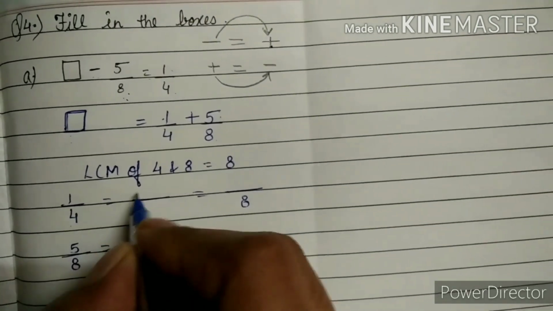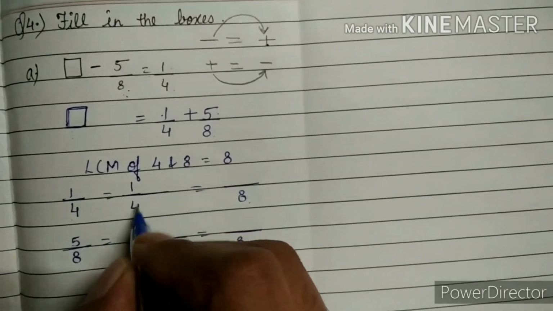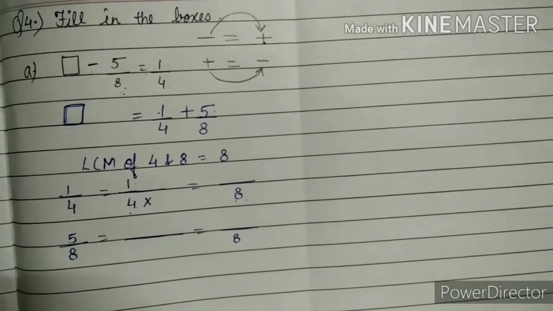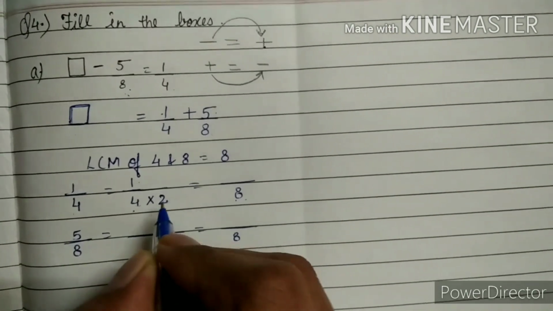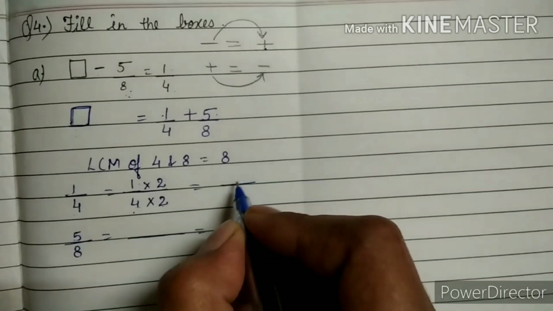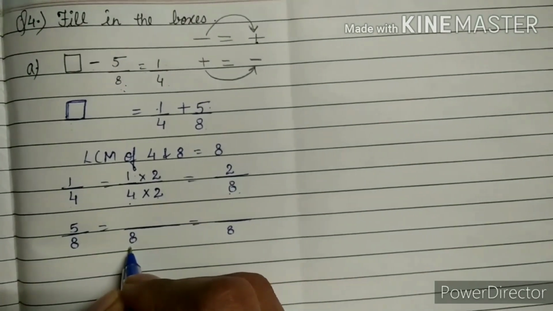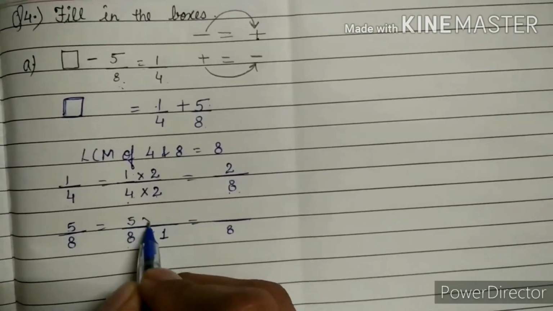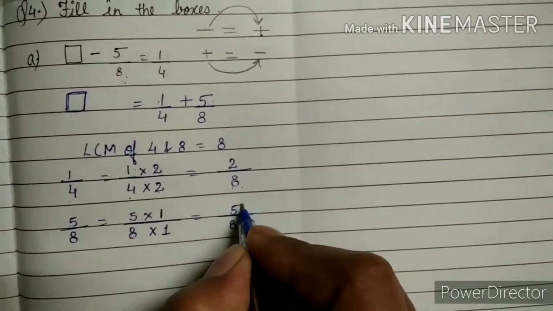So here we have 1 by 4. We will compare with the help of the denominator. Here we have denominator 4. In the table of 4, 8 comes how many times? 8 comes 2 times. So we are multiplying the denominator by 2, and the same number we will multiply in the numerator, so 1 twos are 2. Here we already have 8 in the denominator, so it will be multiplied by 1. The same number we multiply in the numerator, so 5 into 1 is 5.